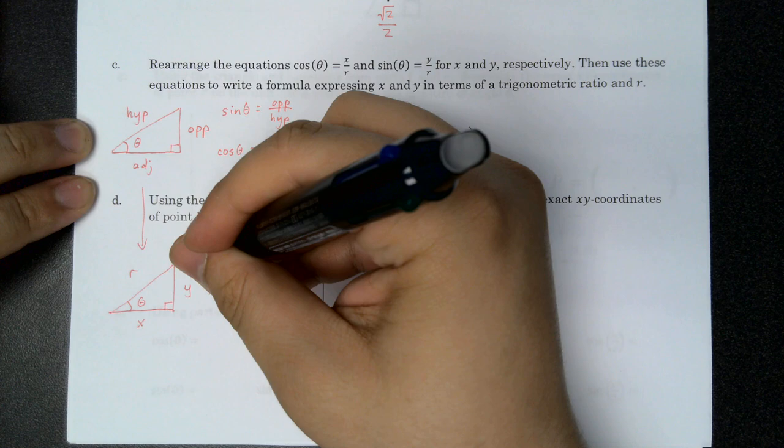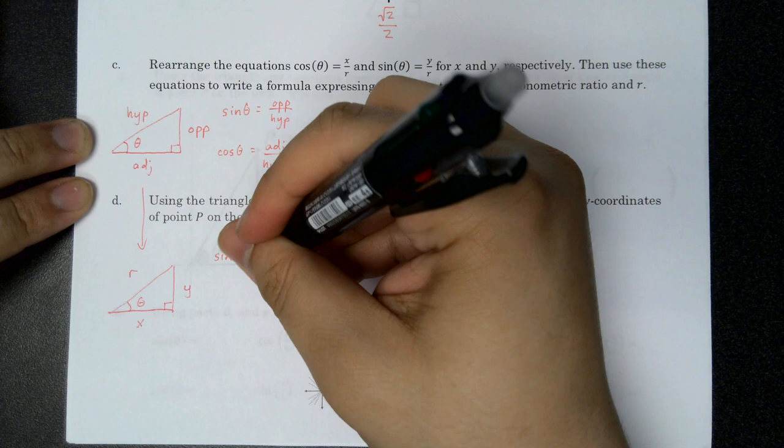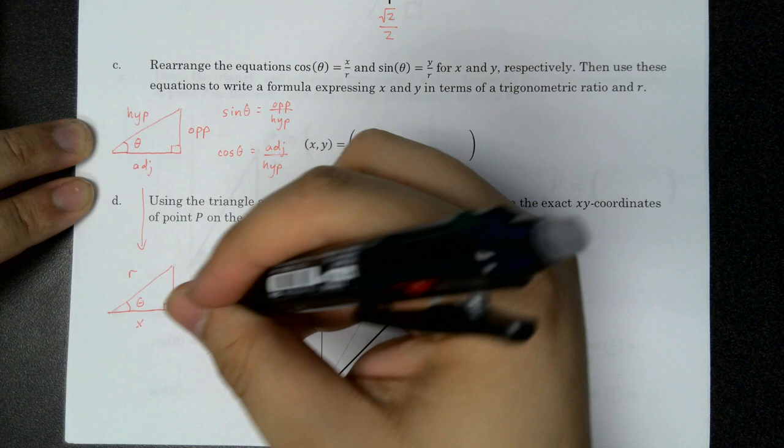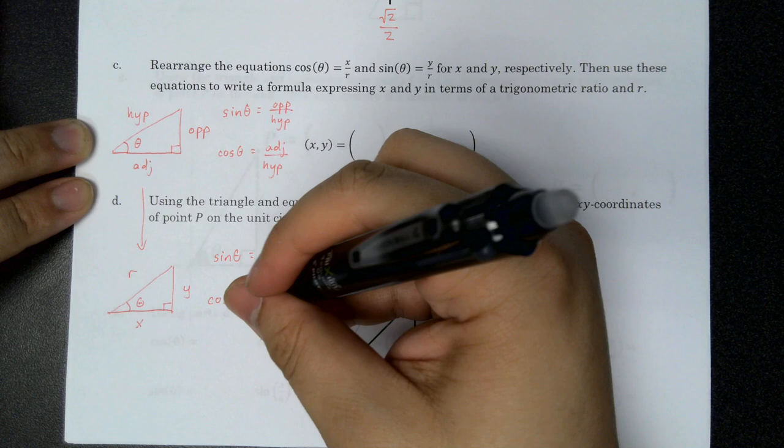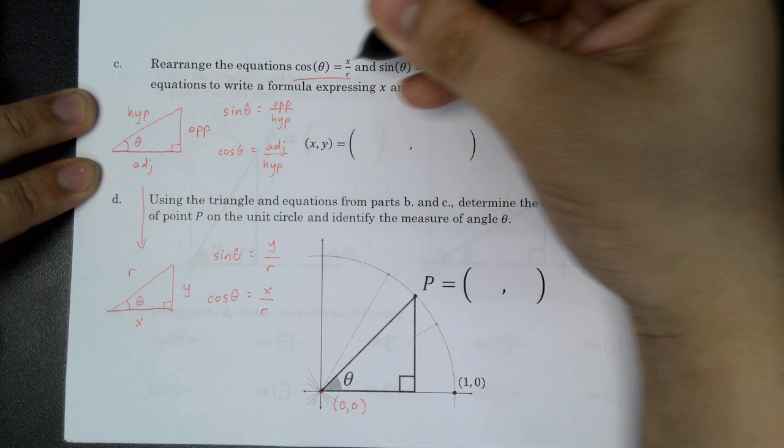And so that changes our definitions of sine and cosine. Instead, we get that sine of theta is now opposite, which is now y, over the hypotenuse, which is now r. Similarly for cosine, we get that the adjacent is x, and now the hypotenuse, again, is r. So that's where we get these definitions from here. But now we can rearrange them for x and y.